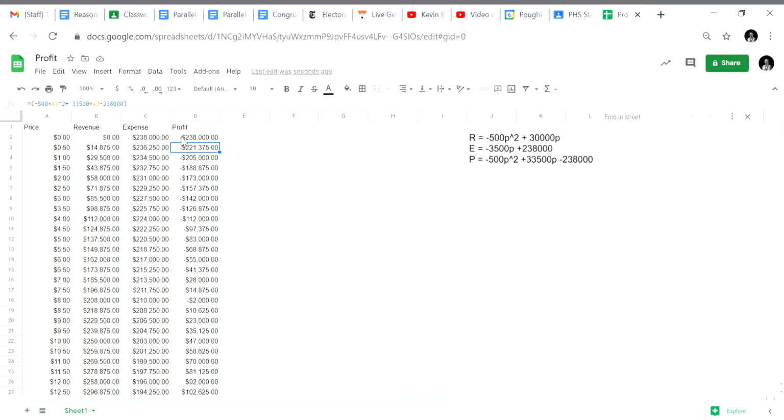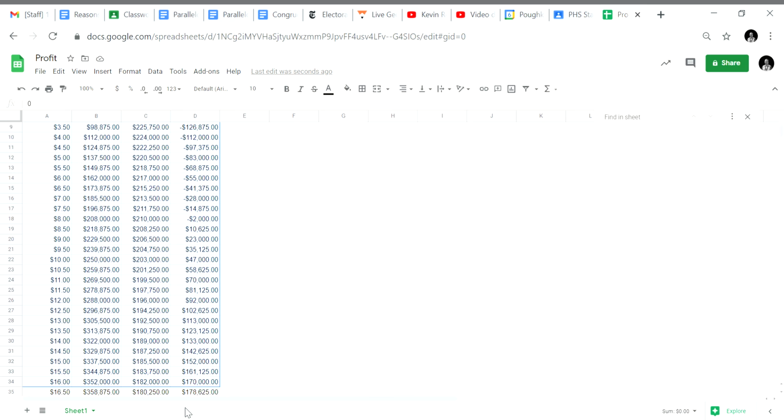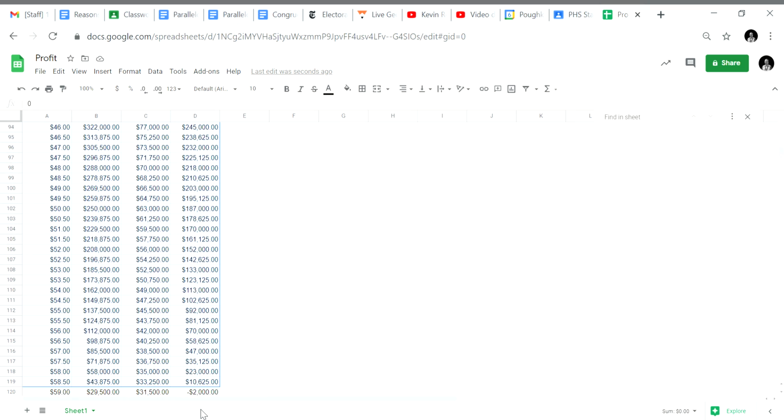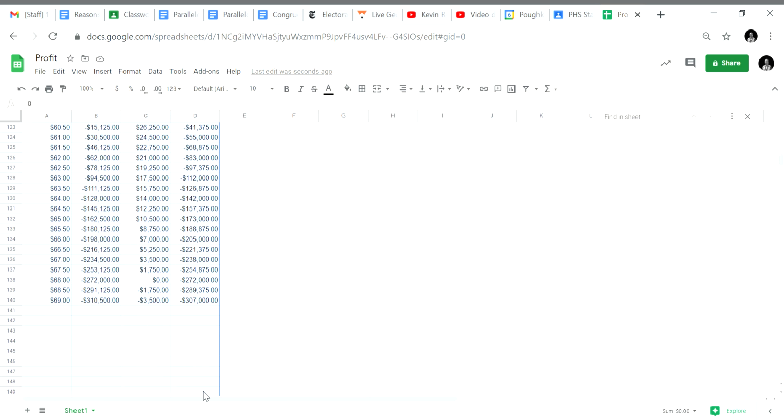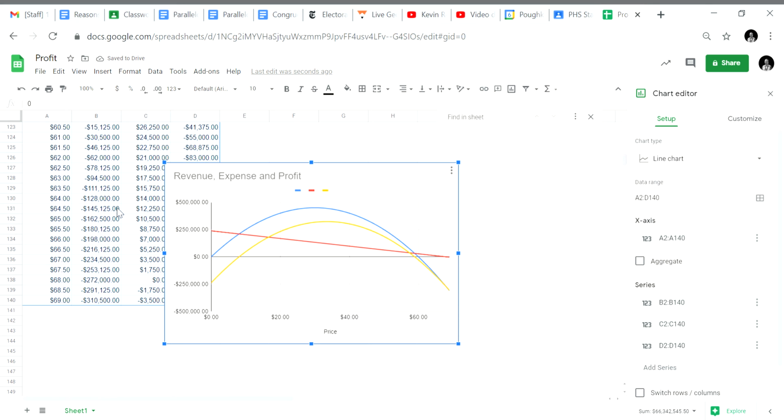Okay, so I need all 3 columns highlighted, all the data highlighted. I'm just holding it down until I get to the bottom. Okay. So now we're going to insert a chart. And there we go. Now, blue is revenue, red is expense, yellow is profit.